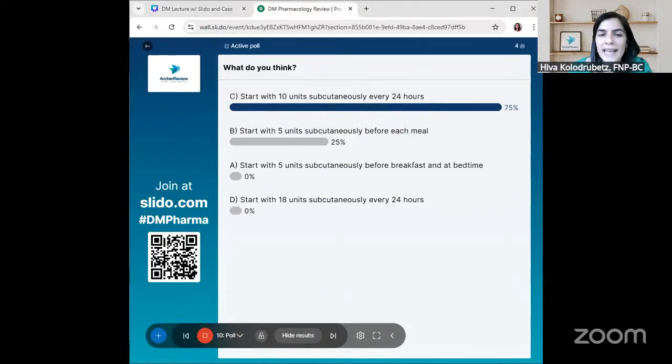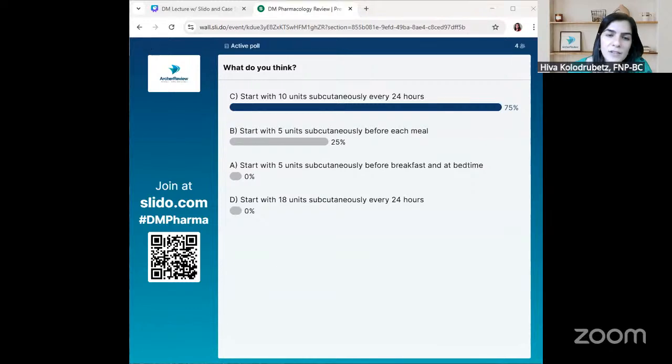Absolutely. So the answer is C. And why is the answer C? They try to trip you up with the weight. If you calculate the weight, yes, this patient may eventually need 18 units of insulin, but we would not be starting them on more than 10 for safety. Remember safety with pharmacology. And so we're going to slowly titrate them up by 1 to 2 units every 3 days, but we're going to start them on no more than 10.